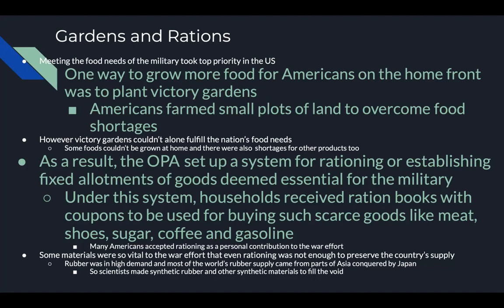Some materials were so vital to the war effort that even rationing was not enough to preserve the country's supply. Rubber was in high demand during the war, and most of the world's rubber supply came from parts of Asia that were conquered by Japan. So scientists developed a new synthetic rubber and other synthetic materials to fill that void.